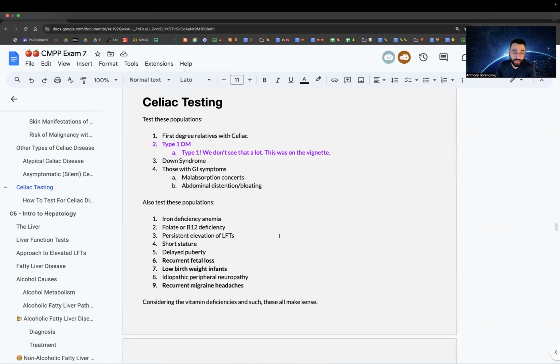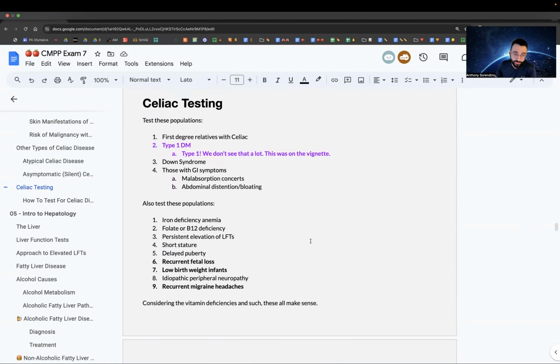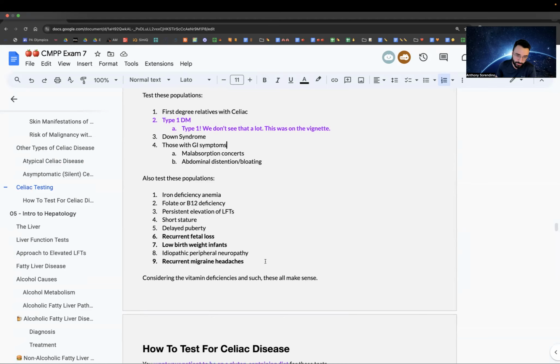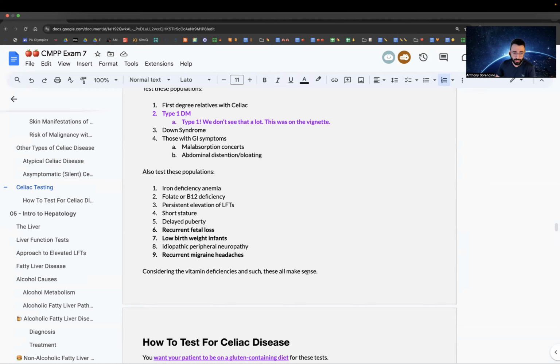Okay, so celiac testing, who are we testing? If it's in the family with a first-degree relative. For type 1 diabetes mellitus, type 1, we don't hear a lot about that. That was even on the vignette that she gave us. Patients with Down syndrome, those with any GI symptoms or malabsorption concerns, and then all of these populations. Some of the big ones I think here are recurrent fetal loss, low birth weight infants. So think about birth issues, recurrent migraines, and then growing things like short stature, delayed puberty. So some pretty interesting things here.